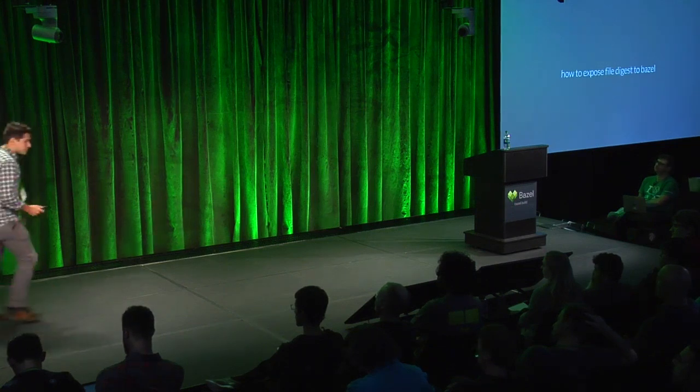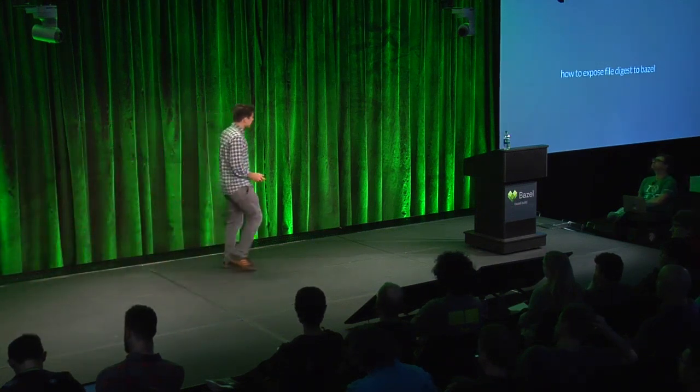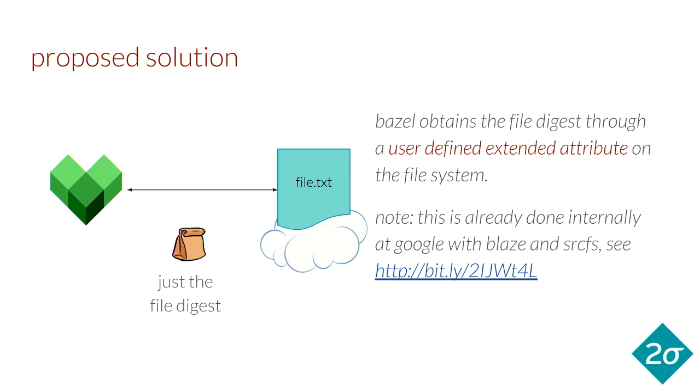Thanks, Petros. Hi, everyone. One thing that we thought was really important is to not just expose this file digest in an ad hoc manner, so not just add some random API to our views, but do this in a standardized format, and ideally POSIX compliant as well. So our proposed solution is to expose this file digest via a user-defined extended attribute.